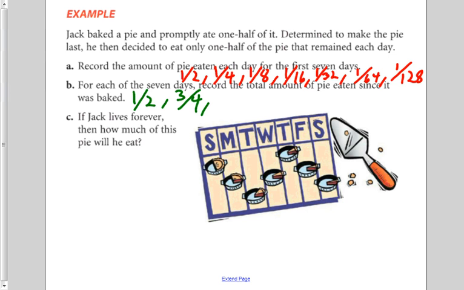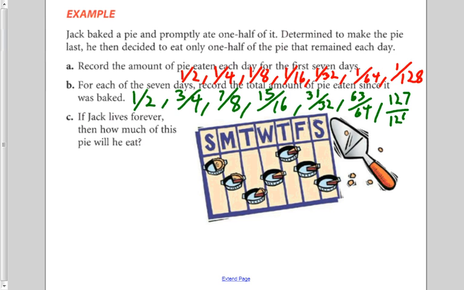Which means on the third day, he ate 1/8, but on the second day he ate 1/4, and on the first day he ate 1/2. So add all those together, and he's already eaten 7/8 of the pie by the third day. On the fourth day, then, he'll have eaten 15/16. On the fifth day, 31/32. On the sixth day, 63/64. And finally, on the seventh day, he'll have eaten 127/128. So, I'd say by the seventh day, he's eaten the majority of the pie.